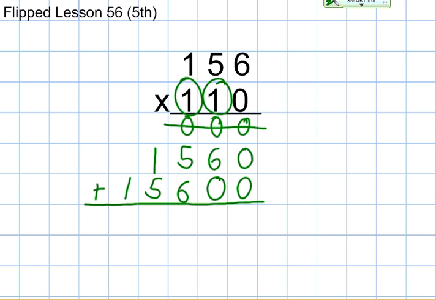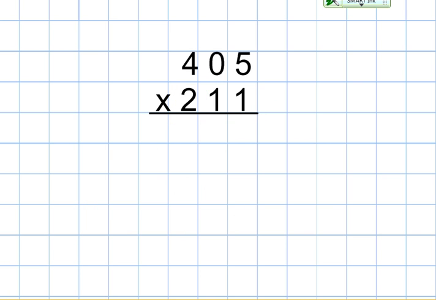So in this scenario, as we are multiplying, if there's a 0 in the bottom number, for example in the ones, we can skip that step and go right to the tens, remembering to put this 0 in here, and then adding everything together to get us a nice answer. So that's scenario number 1.